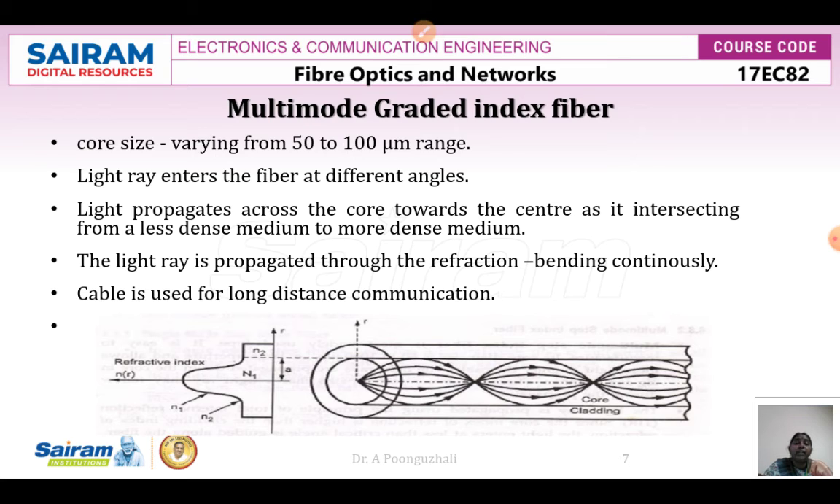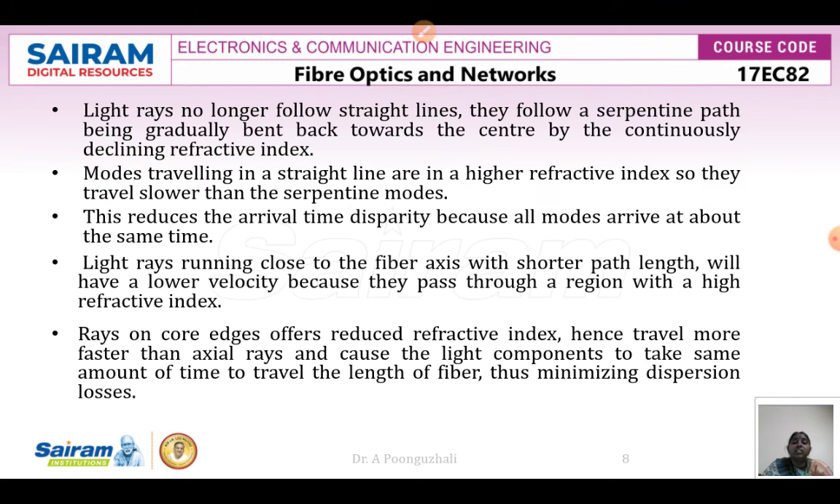We have bent waves, and they are not going to follow a straight path. Because of this bending, they are going to follow an oscillatory fashion. That is what has been said here. So the light rays are not going to follow straight lines. They follow a serpentine path, where they gradually bend back towards the center due to the continuously declining refractive index. Your refractive index varies from high to low, low to high. So since it varies, your waves are going to be bent and move towards the center.